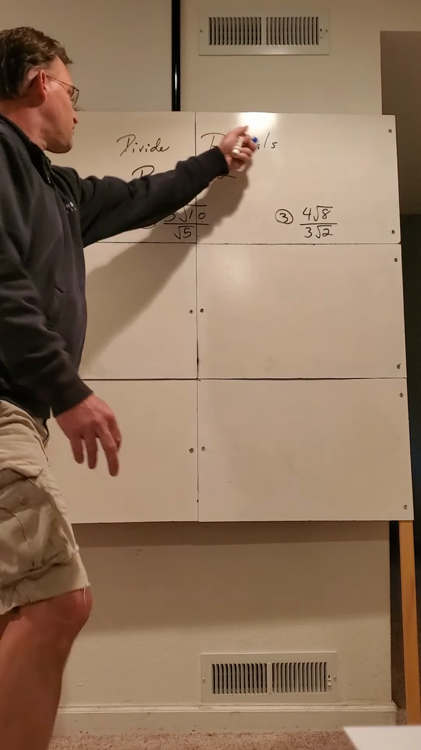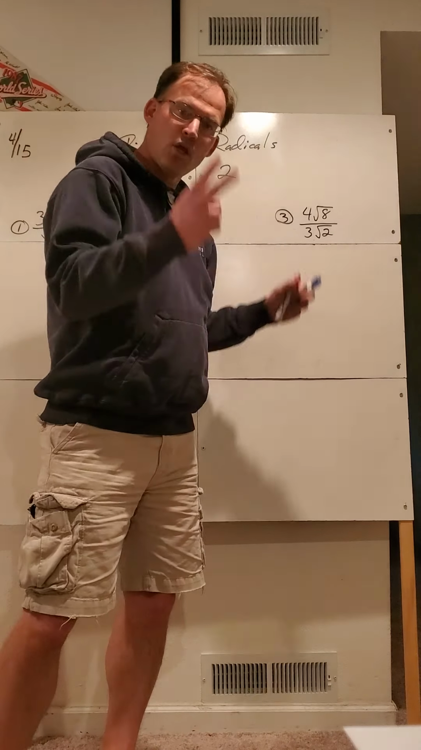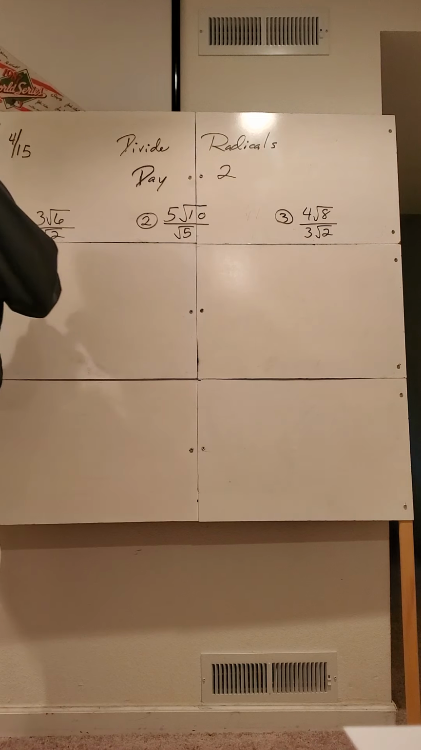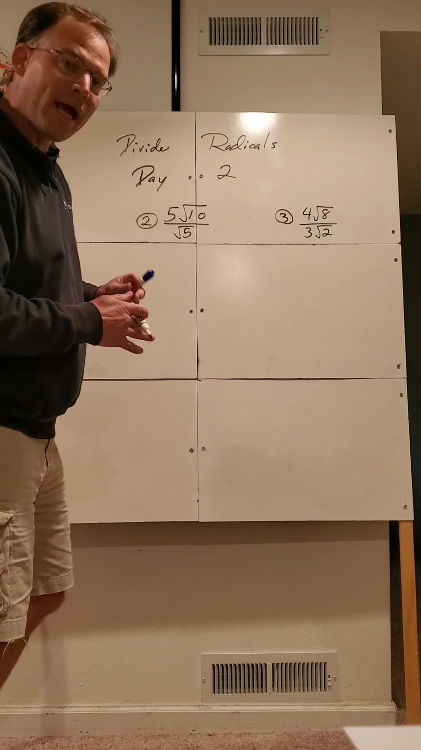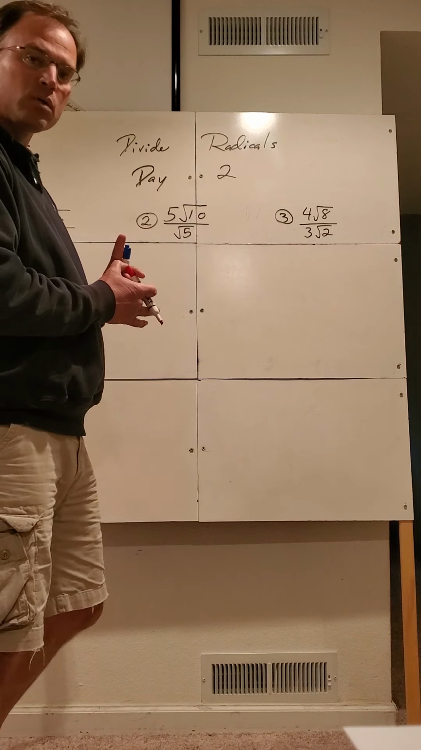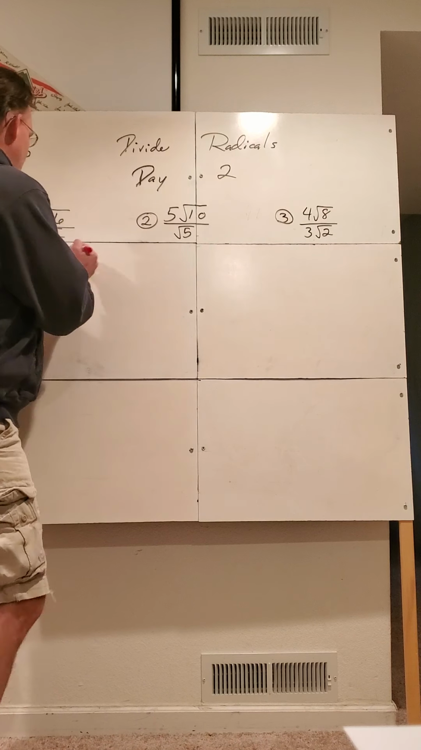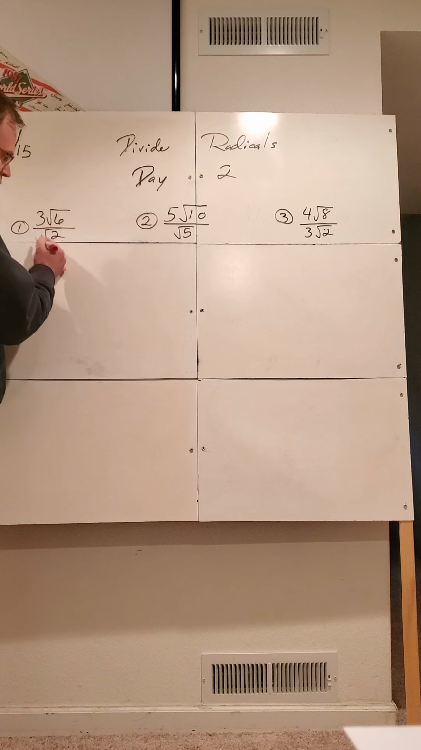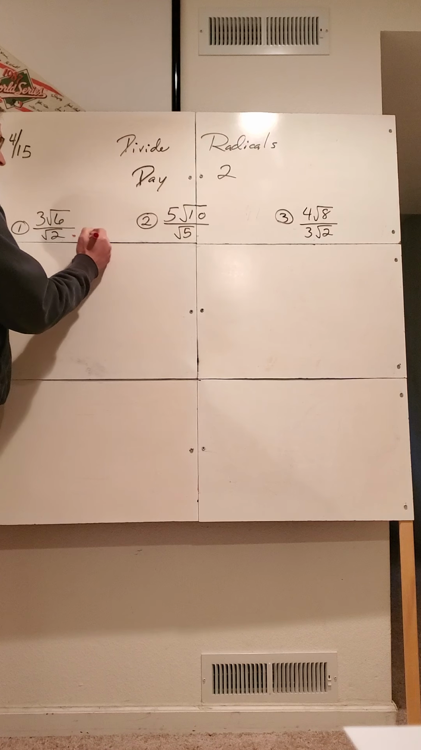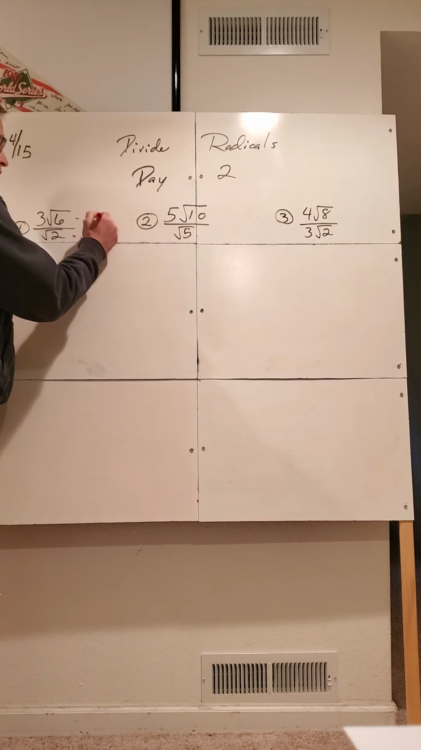Let's get into it. Divide radicals, day 2. Just like we talked about yesterday, the way I divide a radical is I multiply the top and the bottom by the radical on the bottom. So I have root 6 over root 2. I look at the one that's on the bottom, multiply the top and the bottom by the square root of 2.